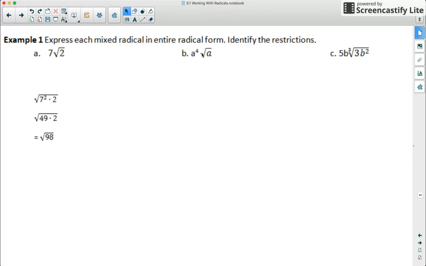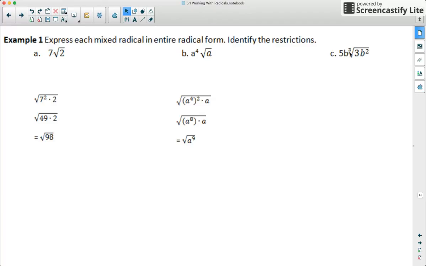Same thing over here. We have a square root sign. That means that this is multiplied by itself twice underneath that radical sign. So to become an entire radical, we're going to rewrite a to the power of 4, and we're going to square that under the radical sign. Using our exponent laws, we get a to the power of 8. Then we multiply that by a to get a to the power of 9.